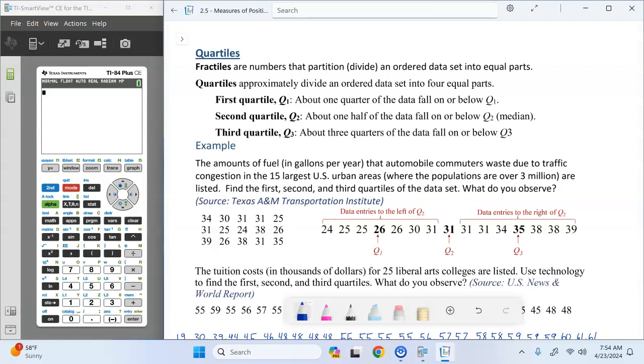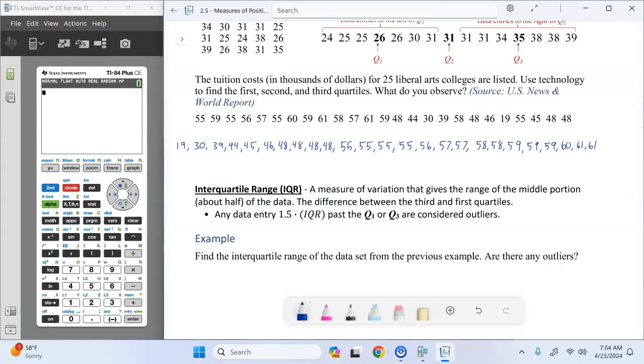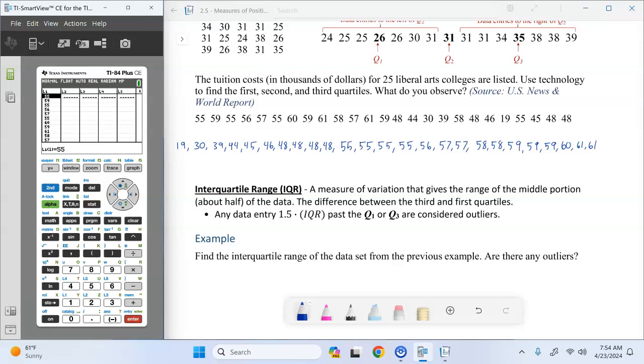Okay? All right, same idea with tuition costs in $1,000 for 25 liberal arts colleges. They're listed. We can use technology to find the first, second, third quartile. So if we wanted to do it by hand, we would have to list all these out in order, okay, in order to find these points. But we don't need to. We can use our calculator. And just like we found our mean and our standard deviation, we can go into stats and we can type in that entire data set into our list. So we should go ahead and do that. Type that whole data set into our list.